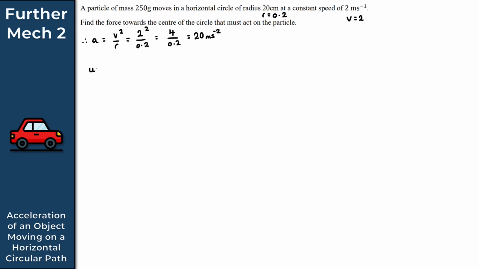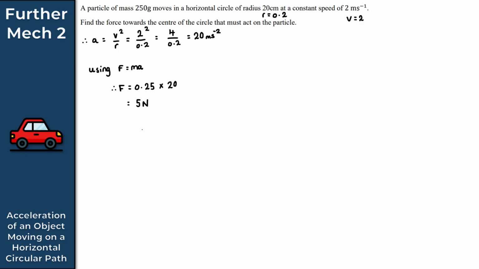So we now make use of Newton's second law, F equals ma. What do we get? The force F is equal to the mass, which is 0.25. It's given in grams, so the mass is 0.25 kilograms. Again, just be slightly careful with that. So 0.25 times the acceleration, which is 20. 0.25 times 20 is the same as 20 over 4, which gives us 5. Don't forget our units as well, so 5 newtons.